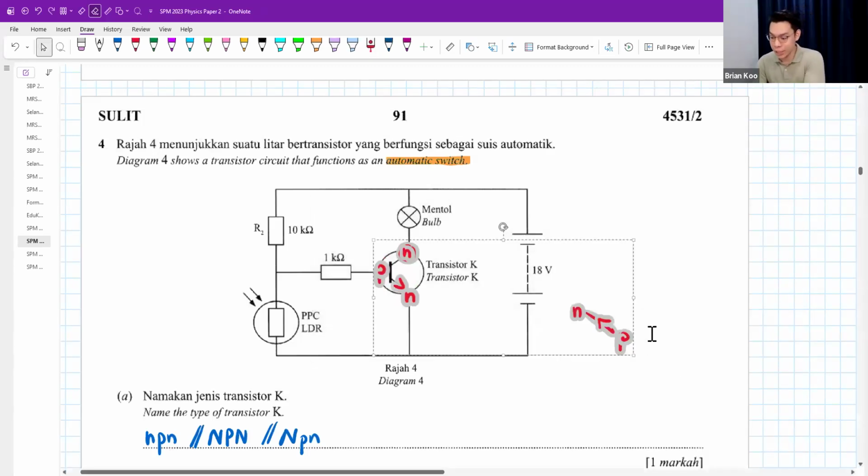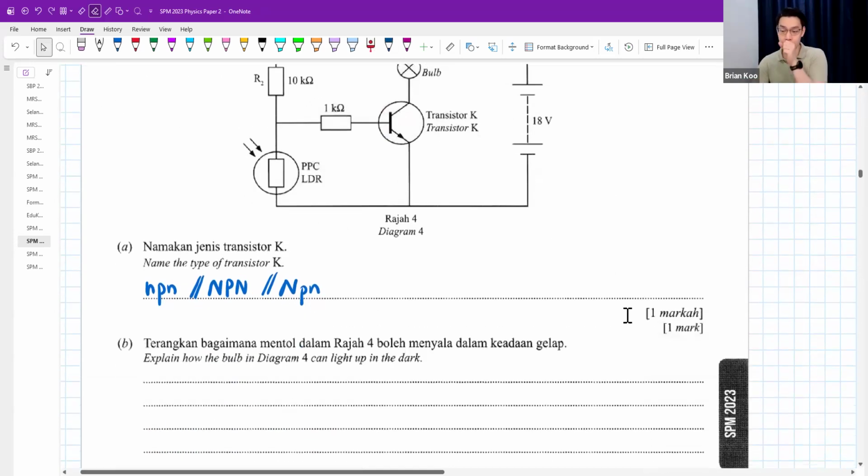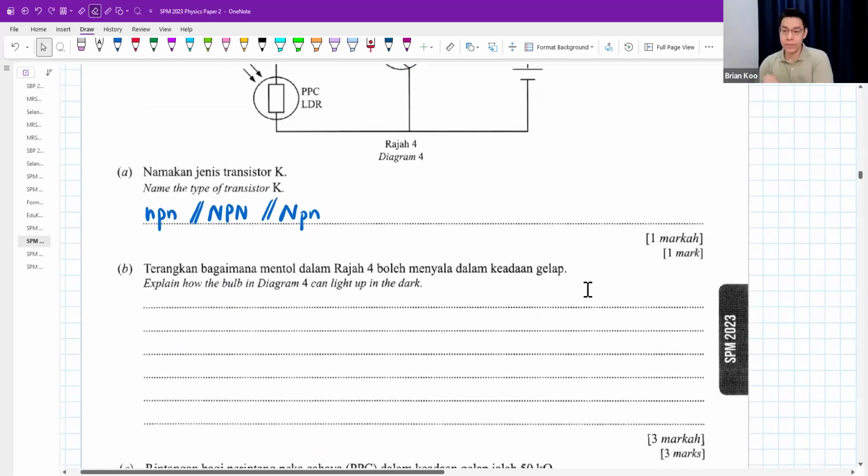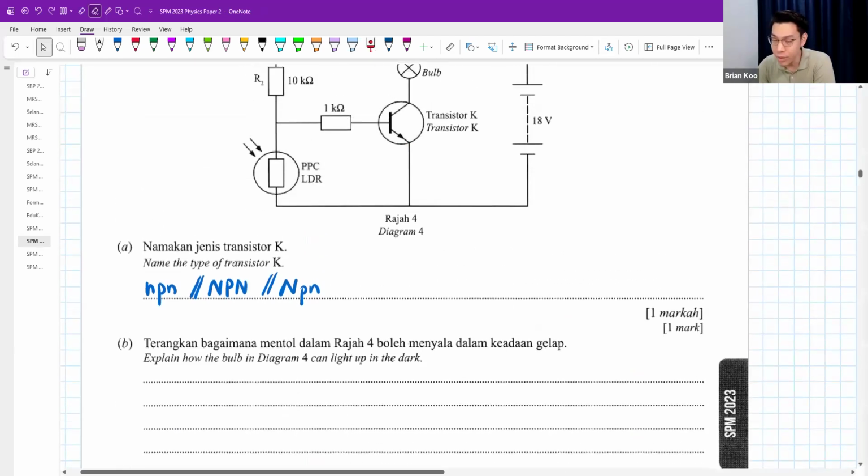Quite popular, this kind of question. Make sure you know. Quite simple. Part B, explain how the bulb in diagram 4 can light up in the dark. Okay.